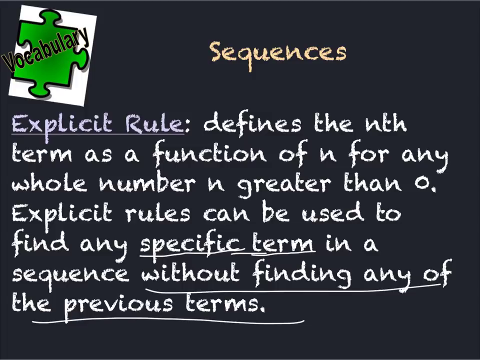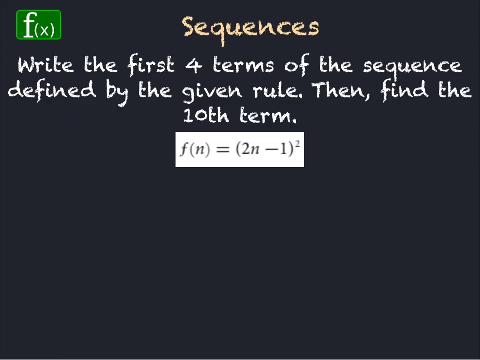So let's take a look at a sequence that would have an explicit rule. Okay, so here we have a sequence that would have an explicit rule. So we're given this function, and we're asked to find the first 4 terms of the sequence. So with explicit rules, it's just like we've done before with functions. We just plug in our inputs, find our outputs. We plug in our positions, we'd find the terms.